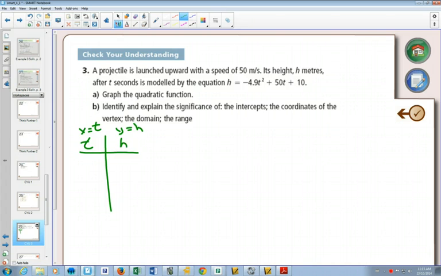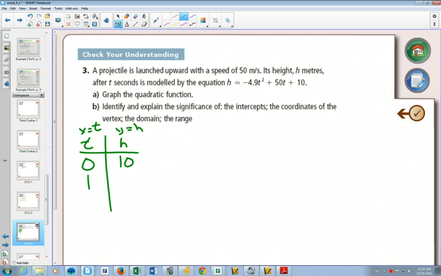So we'll plug in values for t and find out the height. Now, mental math-wise, what is the easiest value to plug in for t to figure out h? 0. If you plug in 0 for time, you're going to get 0 plus 0 plus 10. You're going to get 0, 10. Plugging in other values, 1 wouldn't be too hard to plug in.